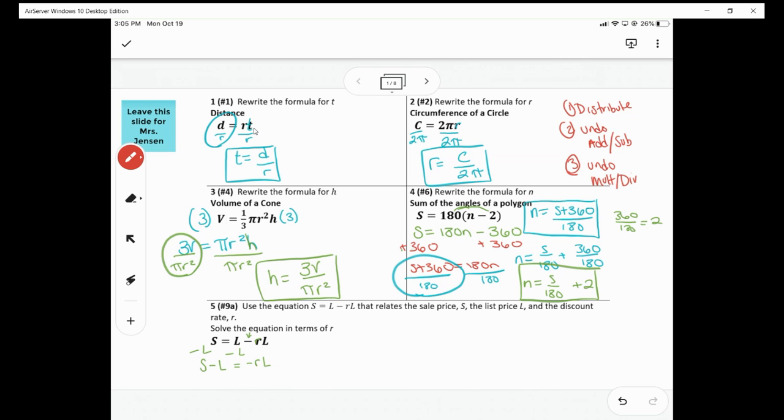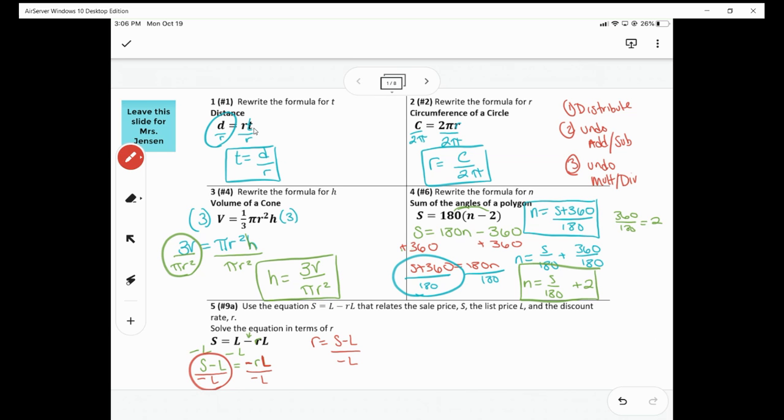Now we want to solve for R, and the other parts of the product, we have a negative and we have an L. So we're multiplying the R by negative L, or negative 1L. So we want to divide by negative L. And there it is. R equals S minus L divided by negative L.